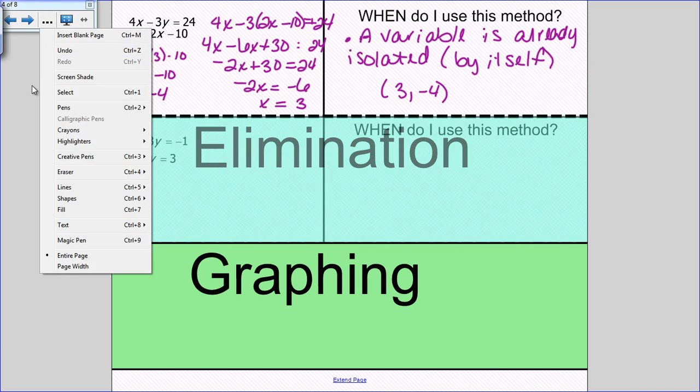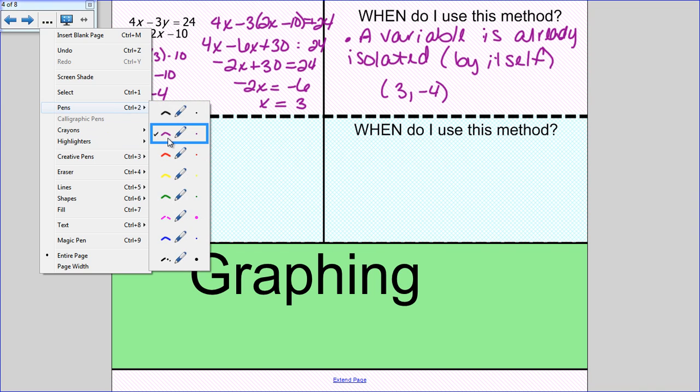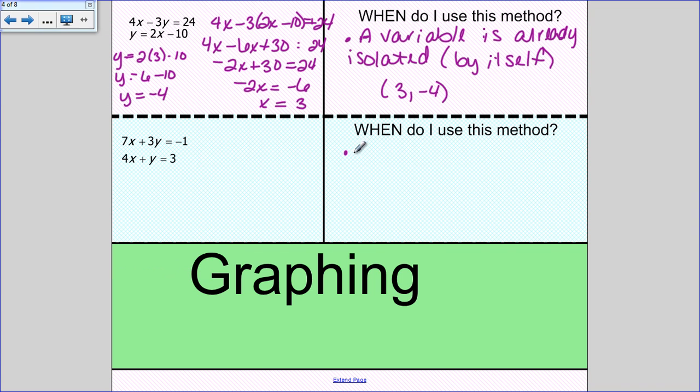The best time to use elimination is whenever a variable will eliminate itself. It's also best to use when the x and y are on the same side of the equal sign.